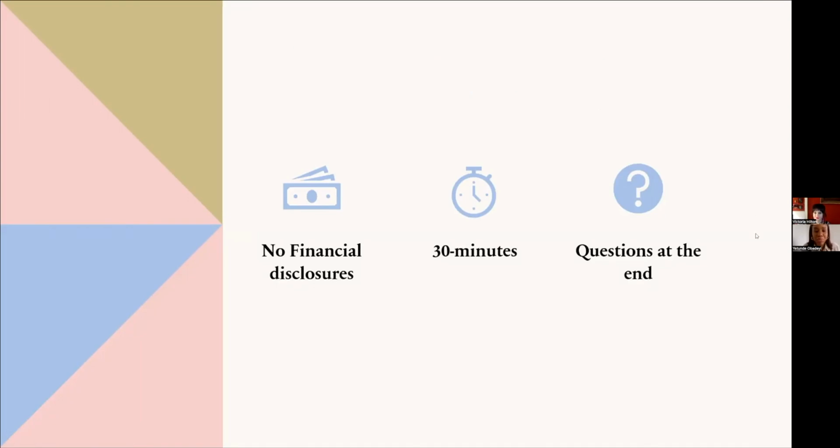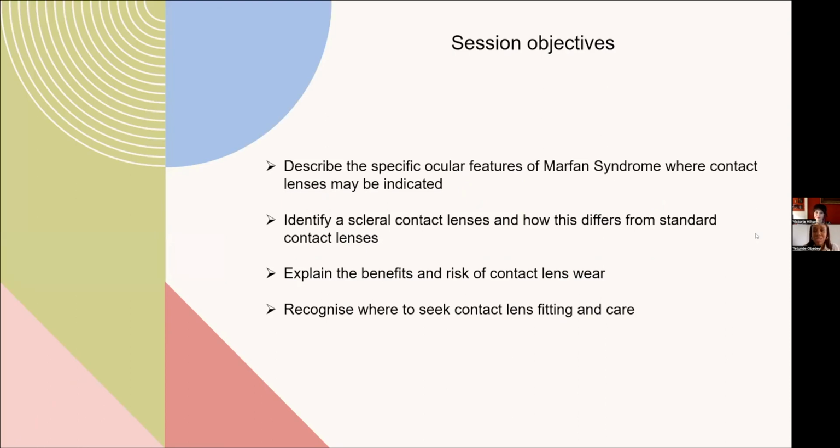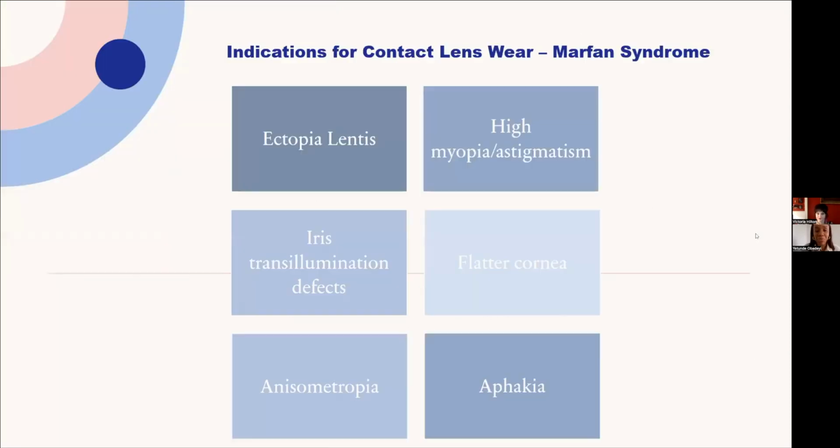So the objectives of today's session are to be able to describe the specific ocular features of Marfan syndrome where contact lenses may be indicated. You should be able to identify a scleral contact lens and how this differs from standard contact lenses. You should be able to explain the risks and benefits of contact lens wear, and you should be able to recognize where to seek contact lens fitting and care.